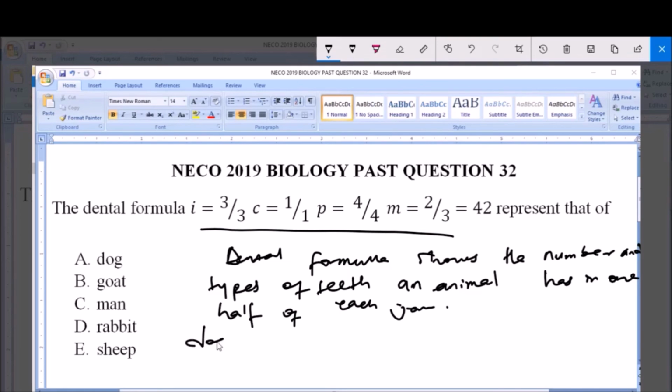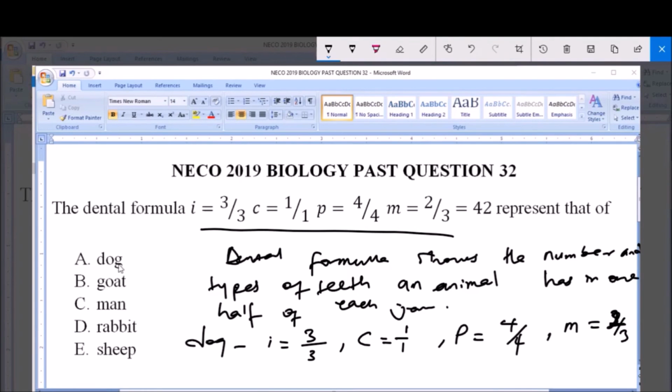Now, option A here says dog. Now, the dental formula for dog, you have the incisor to be 3 over 3, the canine to be 1 over 1, the premolar to be 4 over 4, and then the molar to be 2 over 3. That's the molar, that is 2 molars in the upper jaw and 3 molars in the lower jaw. Remember, it is 1/2 of each jaw. So altogether, when you carry out the sum or the arithmetic, it will give you 42.